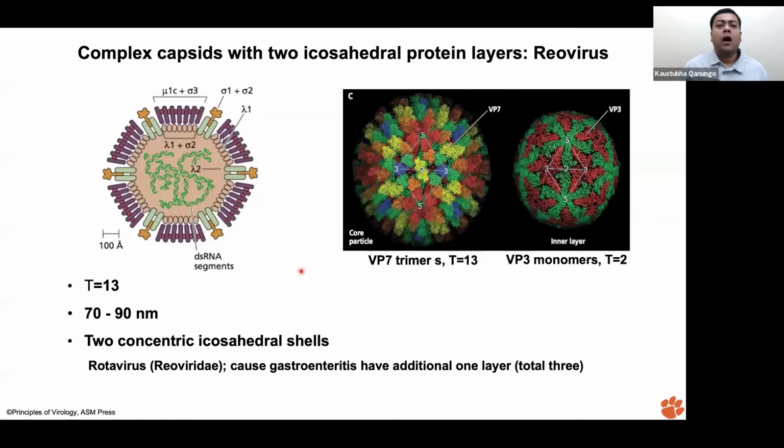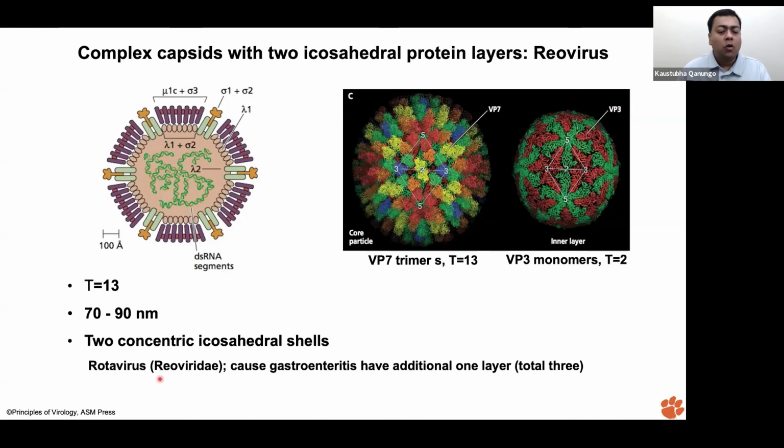So here is a complex capsid with 2 icosahedral protein layers. And this is your reovirus. Very interesting structure. What do we mean by that? Remember that this is a naked virus. This is not an enveloped virus, but it does have 2 structures. You have a capsid outside, then you have a capsid inside. And here, T equal to 13, 2 concentric icosahedral shells.